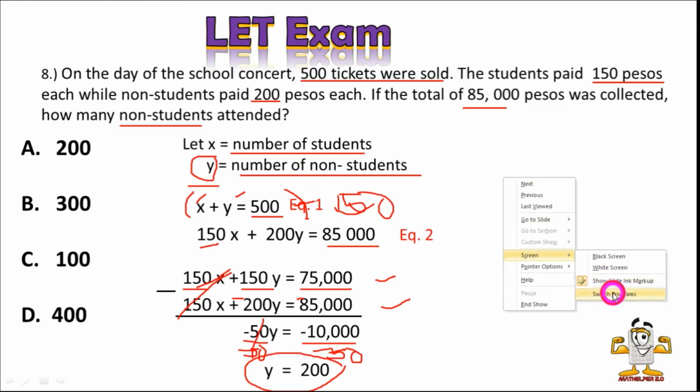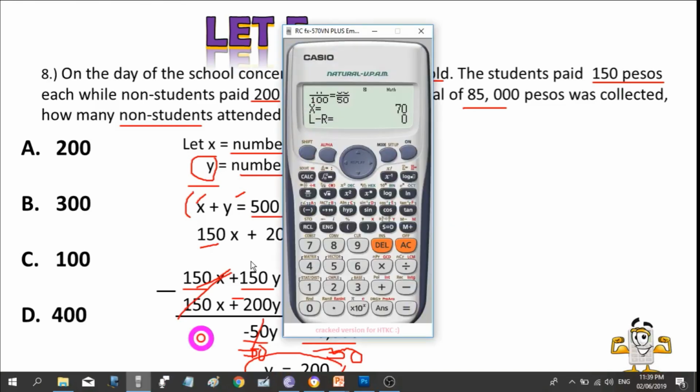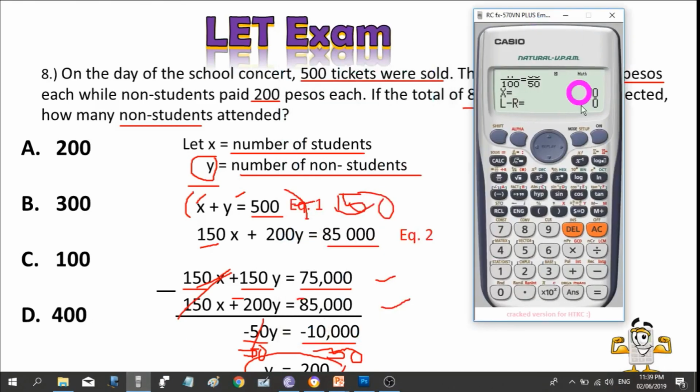So, para mabilis po, ang gawin lang natin is input lang po natin yung dalawang equation. Equation 1 at saka equation 2. So, mode equation, which is the 5, then 1. So, input lang po natin. Yung value ng x is 1 equals, yung value ng y is 1 equals, yung c natin is 500.